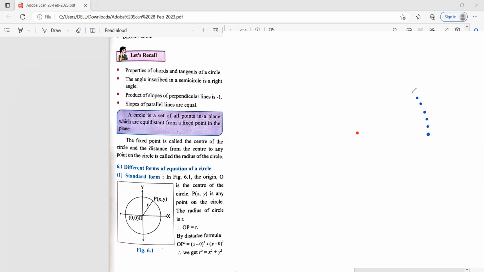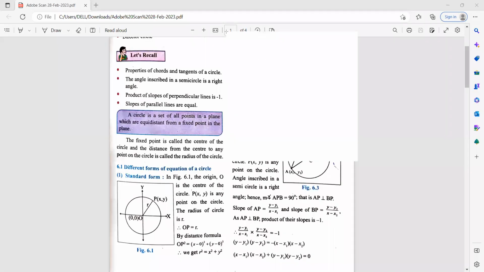You will get a set, S-E-T, of points which are all equidistant from the fixed point. What is the fixed point? The red point is the fixed point. And these blue points are all points which are at a distance of 5 units. Okay. So what will happen? Finally, you will end up getting a circle, something like this.